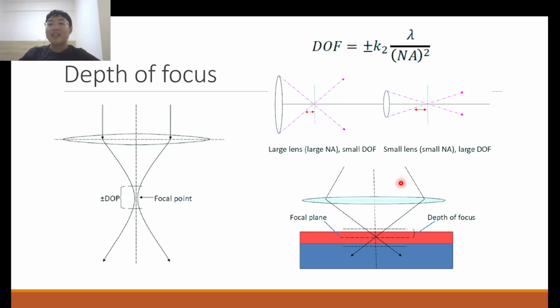So why do we want a large depth of focus? We want it because we do not want our photoresist to be too thin. We want a relatively thick photoresist, and yet throughout the photoresist, the image is still in focus. Remember, we are imprinting the image on the photoresist, and we want the image to be imprinted through the entire thickness, so that when we develop the photoresist, the patterns get dissolved away throughout the entire thickness of the photoresist.